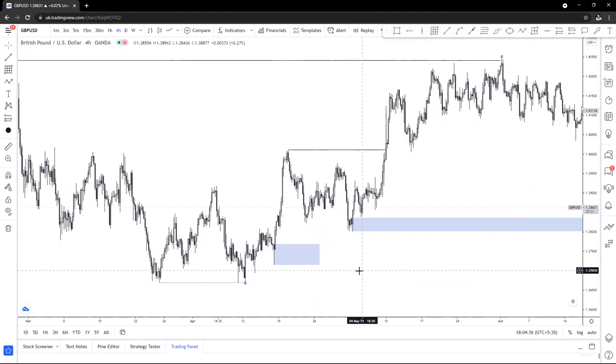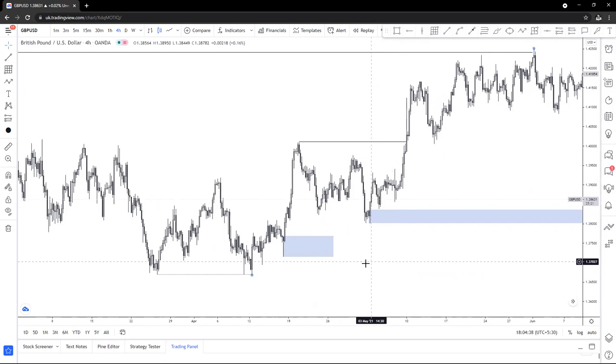Yeah, but I don't think I would have taken a trade here, because for me we were in a downtrend on the 4 hour. We need confirmation. I wouldn't even look at this order block because I know for sure this will be taken out. I know that because there was no inducement. Inducement is the main thing.